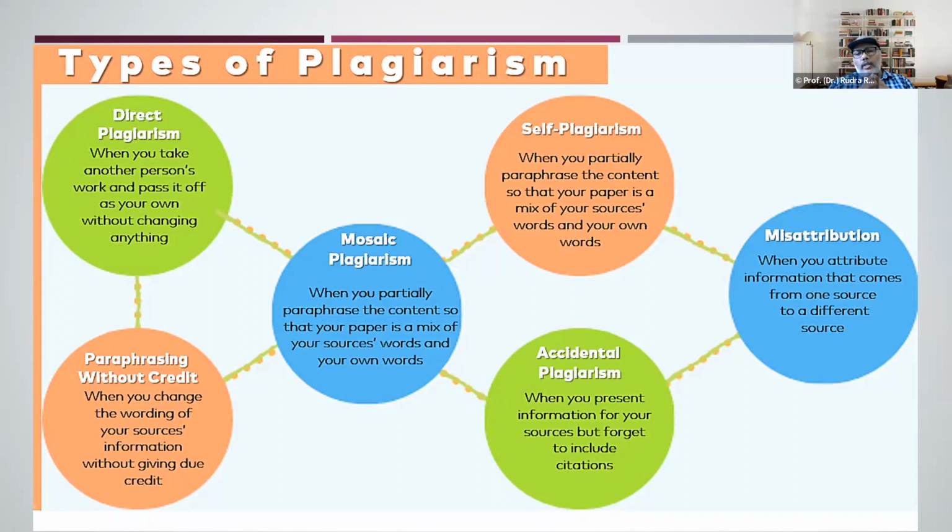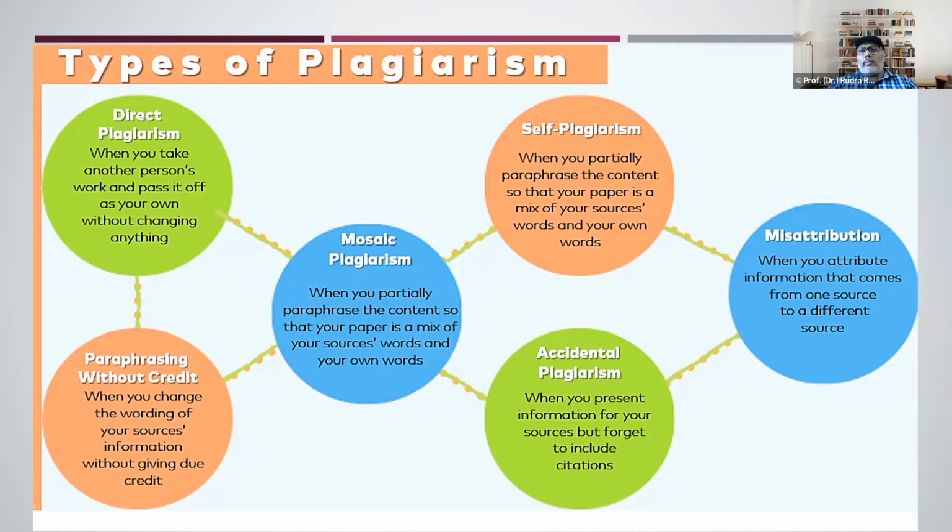Right? Accidental plagiarism is not by intention, it is unintentional, right? Accidental plagiarism is when you present information from your sources but forget to include the citation. It means you have given all the information but forgot to include the citation. So this is known as accidental plagiarism, right? Because every type of plagiarism here is self-explanatory.